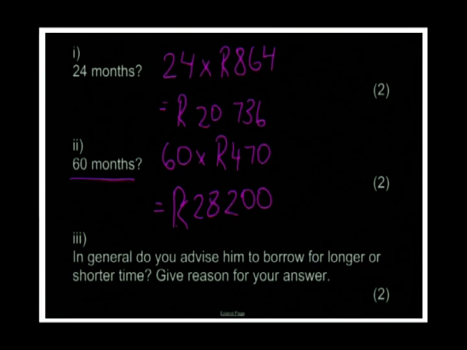28,200 is what he pays back in total. Now he's paying back a larger amount of money because he's taken the loan for a longer period, so he's had to pay back more interest.